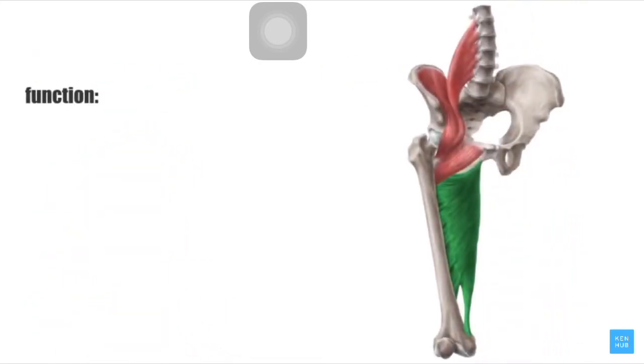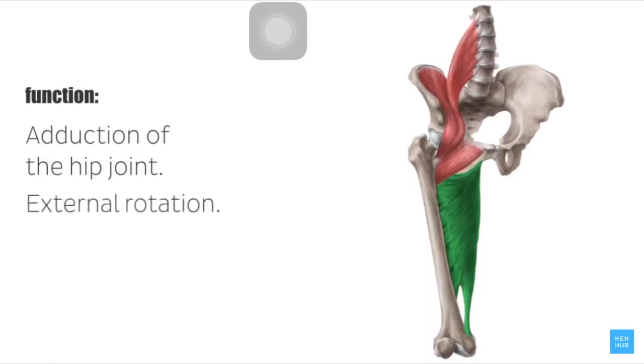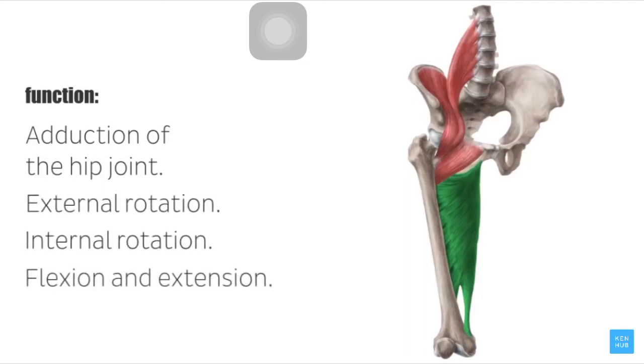As the name suggests, the main function of the hip adductors is the adduction of the hip joint. The adductor magnus additionally supports outward rotation, inward rotation, flexion, and extension. Overall, the hip adductors play an important role in balancing the pelvis during standing and walking.